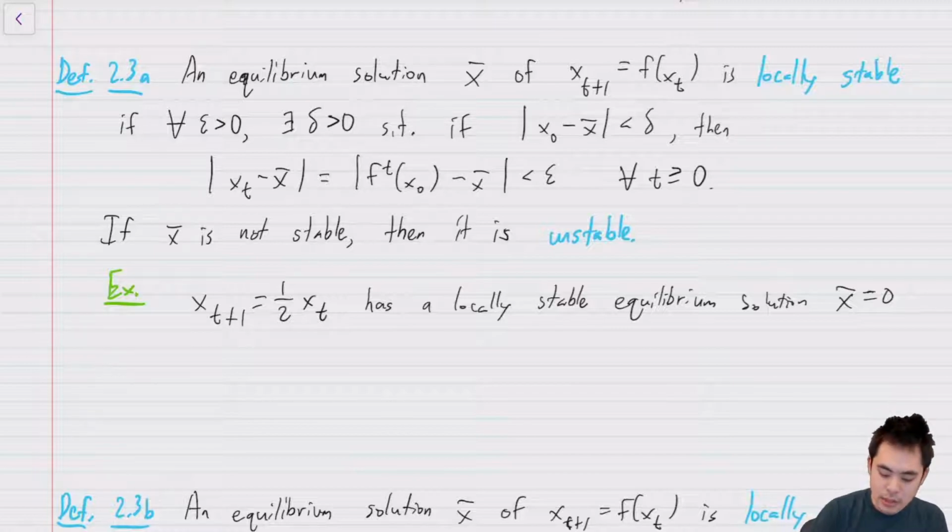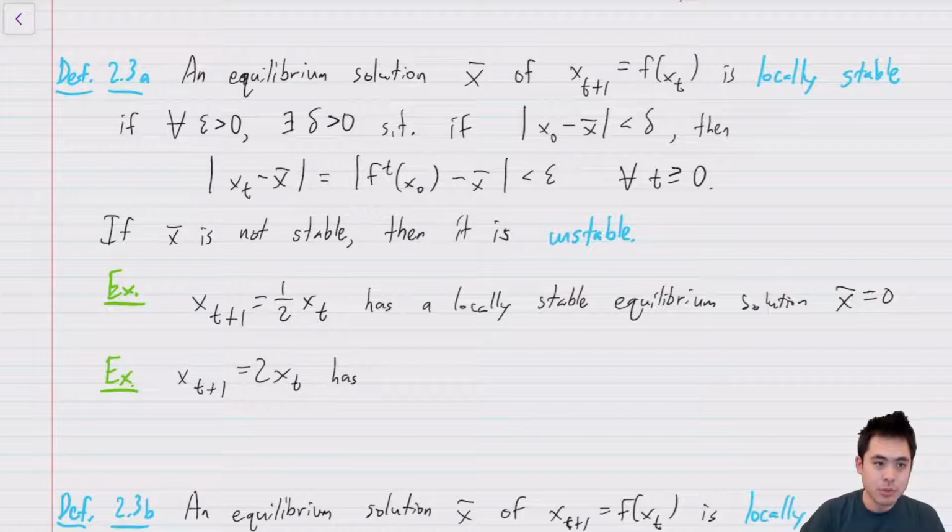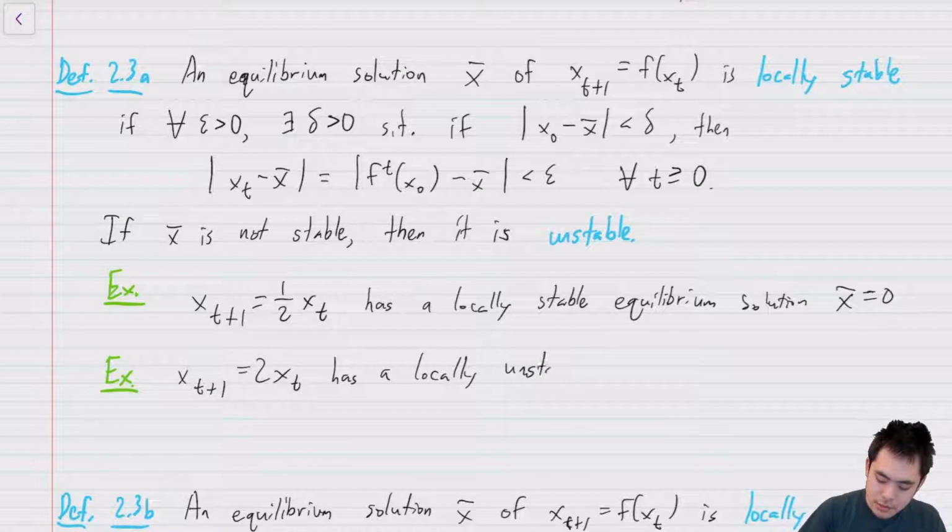And let's give another example. So this one is going to be the opposite of this. So x sub t plus 1 is equal to 2x sub t. So this has a locally unstable equilibrium.